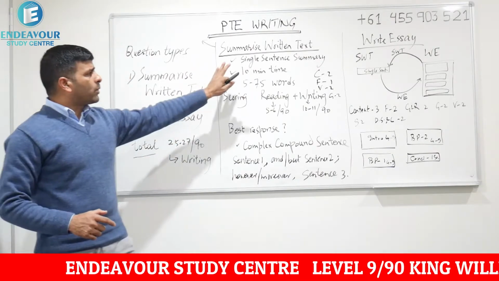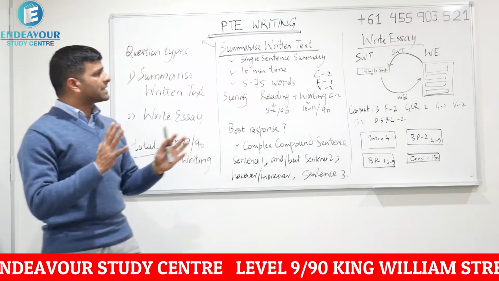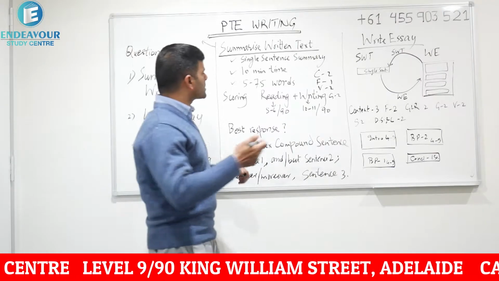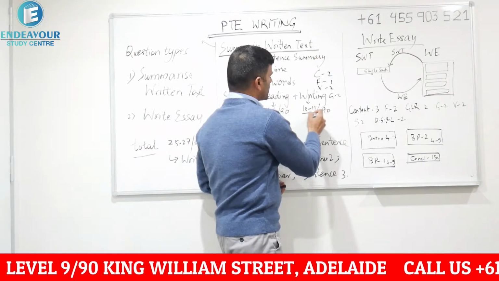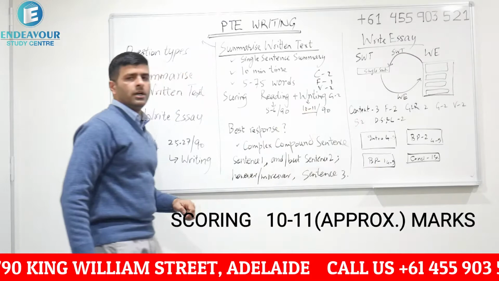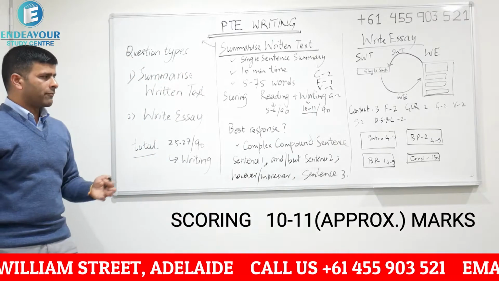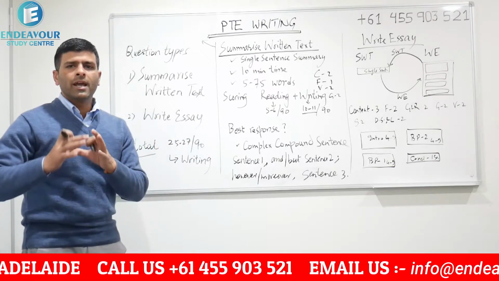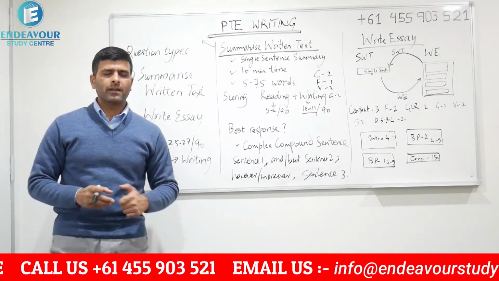So let's look at the collective contribution coming from summarized written text. From summarized written text you have approximately 10 to 11 points going towards your writing module, 10 to 11 points. This number may fluctuate a little bit depending on how many questions you get and how many other types of questions you get in the exam.